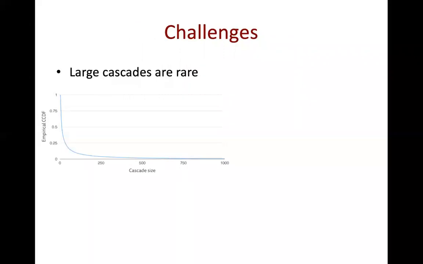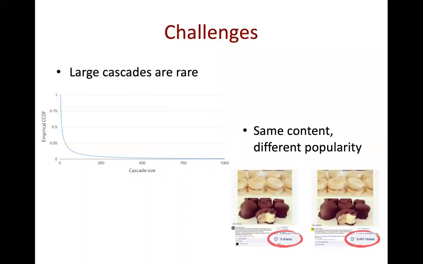There are challenges. So large cascades are quite rare. If you see the distribution, you need to have large data to train the models, supervised models. But also you can see the same content having very different popularity when posted by different accounts, obviously, right? Sometimes some superstar posts completely irrelevant content, but it gets very popular just because of this persona.